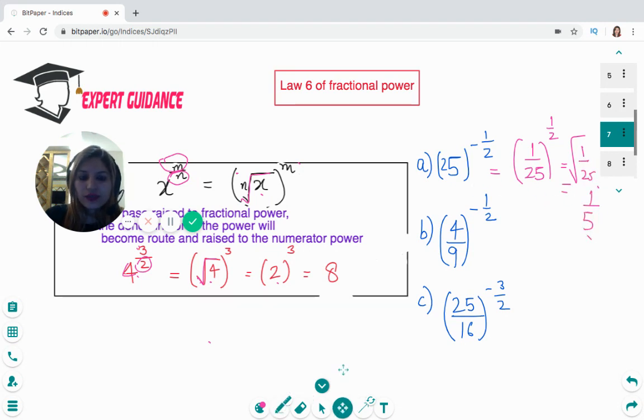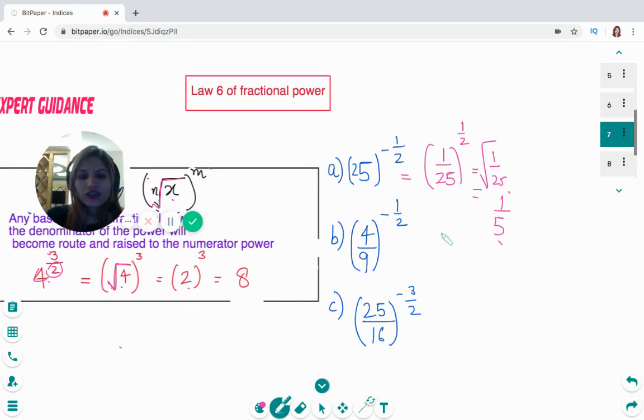Okay, let's do another question. 4 over 9 to the power minus a half. First, let's convert it into a positive power, which is 9 over 4. And then it has a half. Half means square root. So square root of 9 is 3. Square root of 4 is 2. And that is the answer.